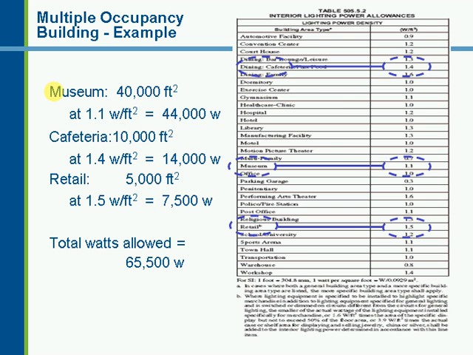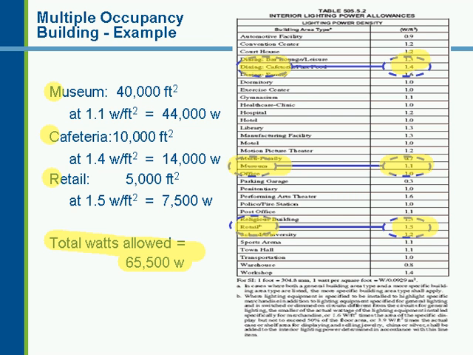Got the museum at 40,000 square feet, it's 1.1 watts per square foot, get 44,000 watts for that. Cafeteria is 10,000 square feet at 1.4 watts, etc. Retail, 5,000 square feet at 1.5 watts. You get 3 different wattage values, and you add those up. That's your total allowance for that building. It works in very much the same way as a single occupancy building.